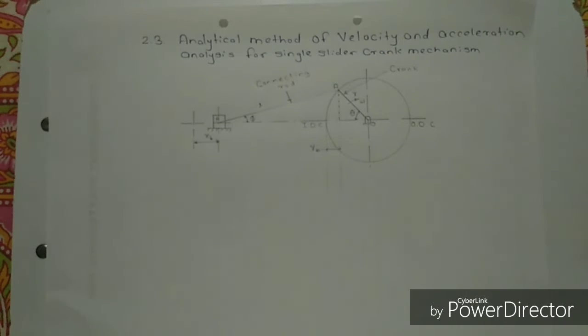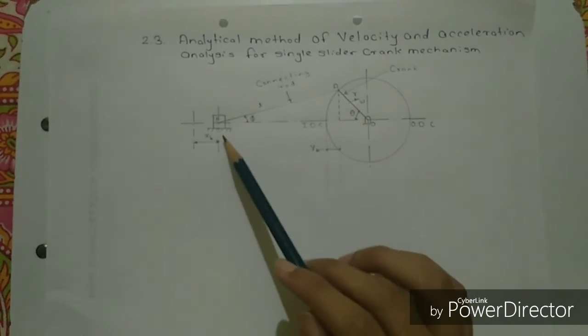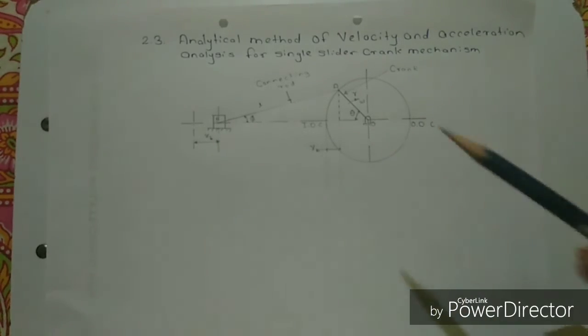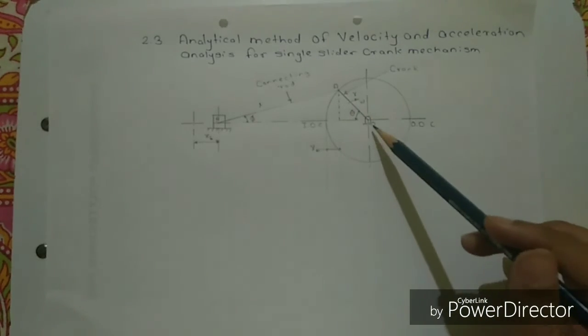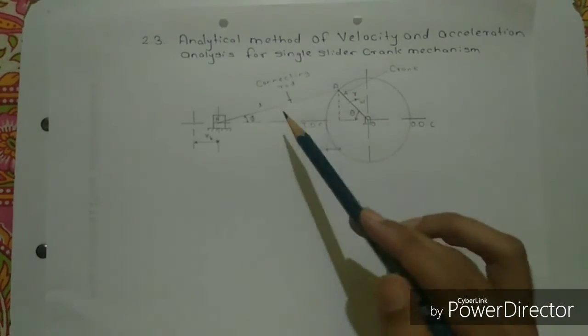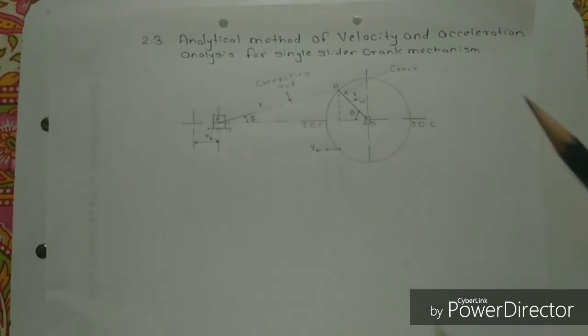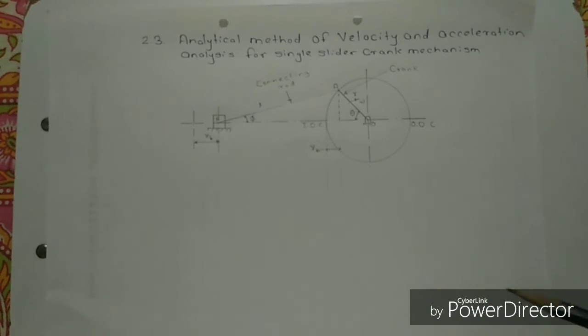First we have to draw the slider crank mechanism as shown in the figure. In that one, the connecting rod, crank, and piston which is constrained in motion. Let R be the length of crank OA. L is the length of connecting rod AB. Then n, the obliquity ratio, is L upon R, which is a constant.